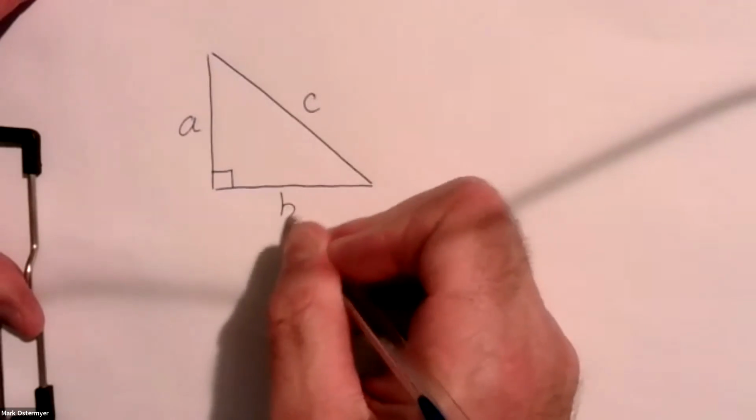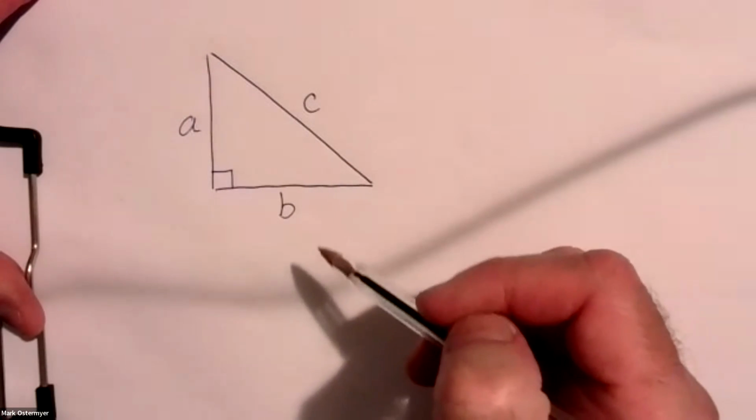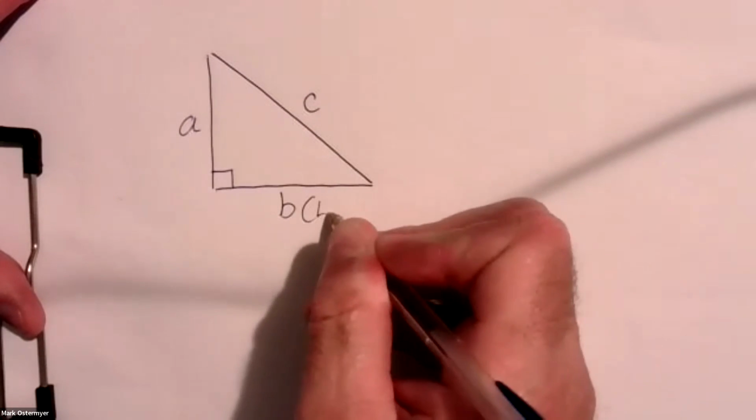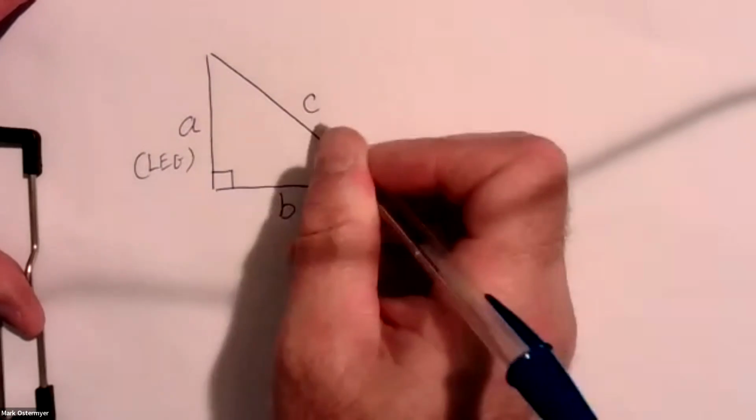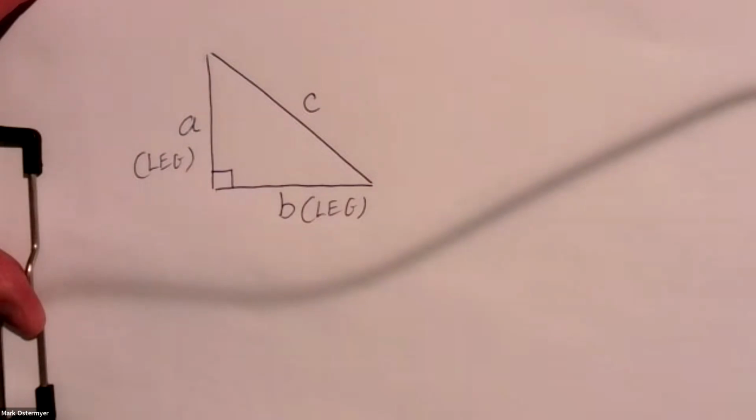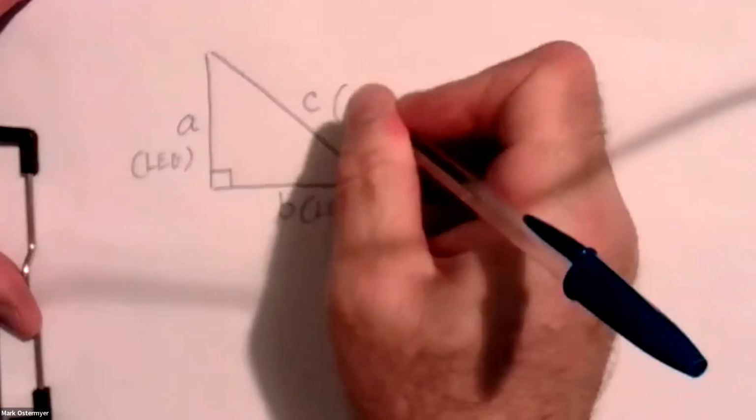So given any right triangle, the length of the longest side, which I'll call side C, relates to the lengths of the two shorter sides of the triangle. These two shorter sides are called the legs of the right triangle. The longest side of the right triangle, opposite the 90-degree angle or the right angle, is always referred to as the hypotenuse.